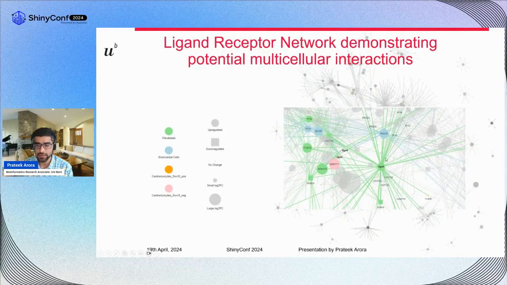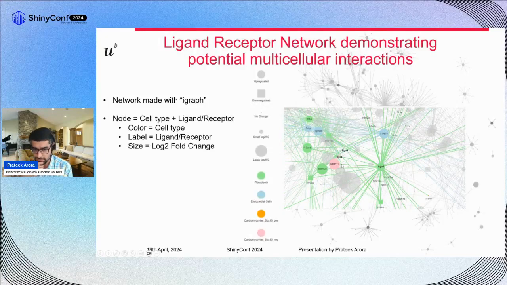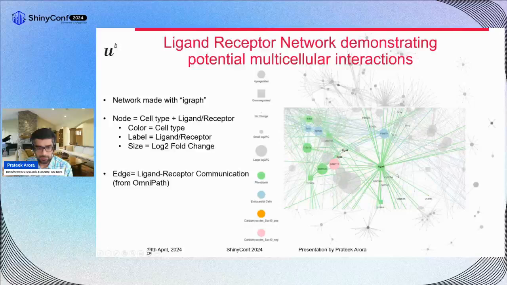Looking more into the detail, for example, this is a node in the network, which was made using iGraph. Each node represents a cell type plus a ligand or a receptor. The color, as I said already, is represented by the cell type. The label represents whether it's a ligand or receptor. The size is represented by the log2 fold change.